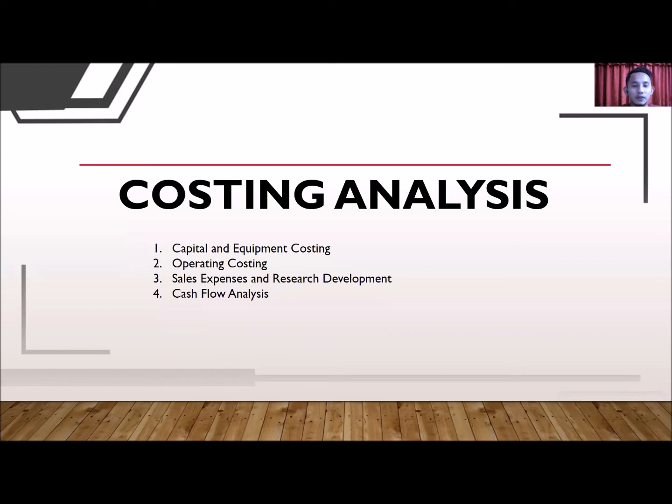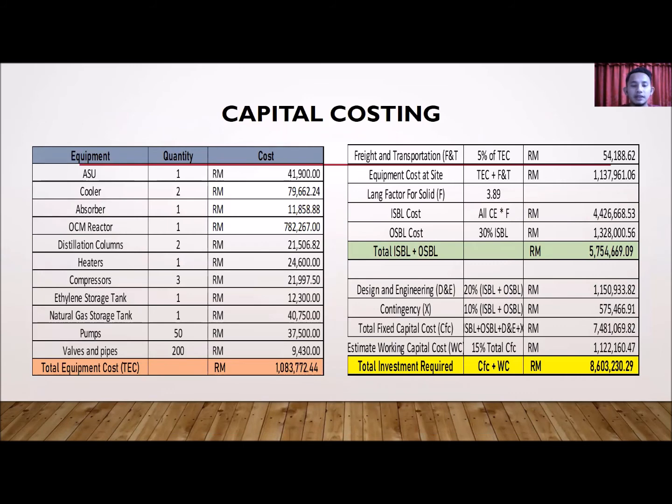Okay, this is for the costing analysis. We have four units, which are capital and equipment costing, operating costing, sales expenses and research and development, and cash flow analysis. Next. Okay, the capital costing is the estimate calculation of all of the equipment needed for the first and second year of business, including all the tax, site costs, human resources, and many more.